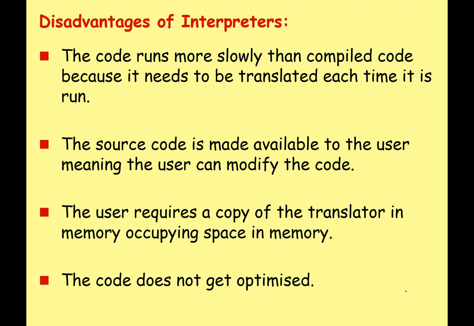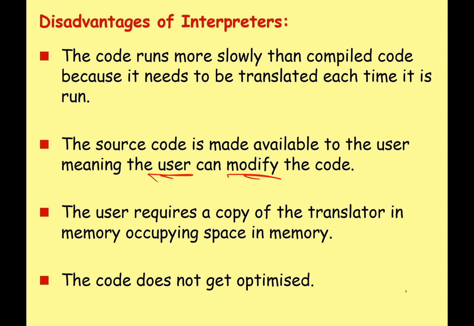So for example, the code runs more slowly than compiled code because it needs to be translated each time it is run. The source code also has to be available to the user before they can run the program, which means a user can view the code, modify it, look for problems, change it, edit it, things like that. In some cases, that might be what you want, but often big companies like to protect their source code, so they only give you the compiled executable version and they keep the source code to themselves.